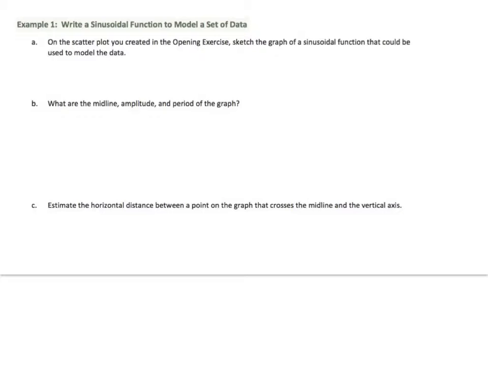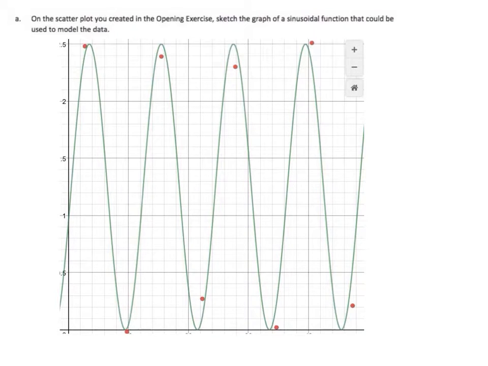On the scatter plot you created in the opening exercise, sketch the graph of a sinusoidal function that can be used to model the data. Hold on, so, got a new slide. On the scatter plot you created in the opening exercise, sketch the graph of a sinusoidal function that could be used to model the data. I opened up my scatter plot in Desmos and I drew in the sine function.